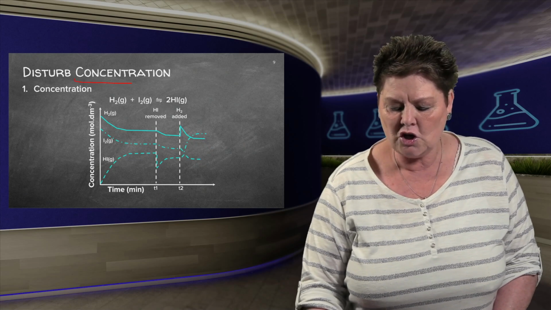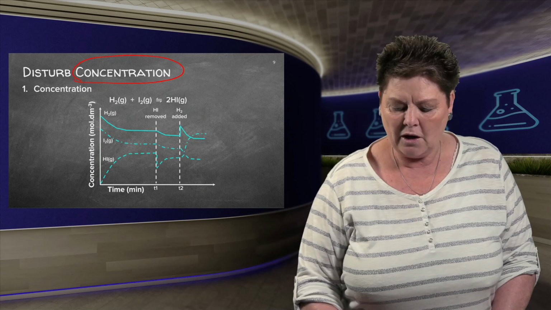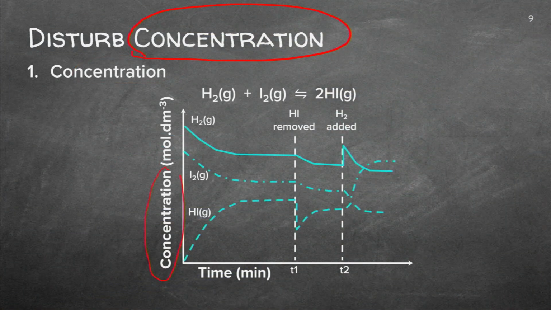Firstly, I'm going to disturb the concentration. Now, if I've got concentration here, you saw we took the reactants and they became lower. You can see there. And you've got the products until we get to this point. If you have a look here, you can see it's a straight line, so I've got equilibrium. Now I'm going to disturb this equilibrium. I'm going to remove the product.